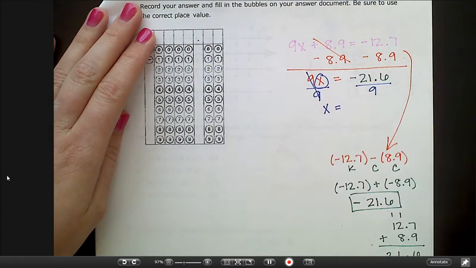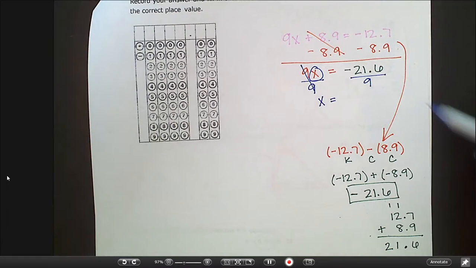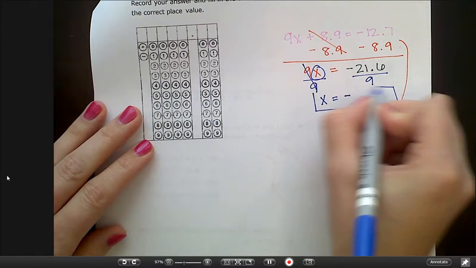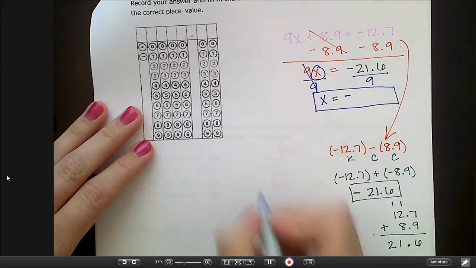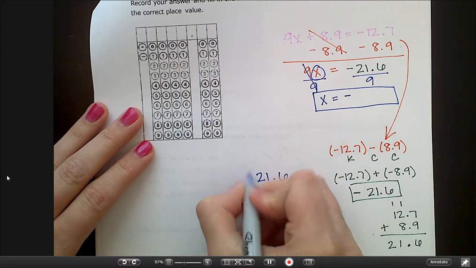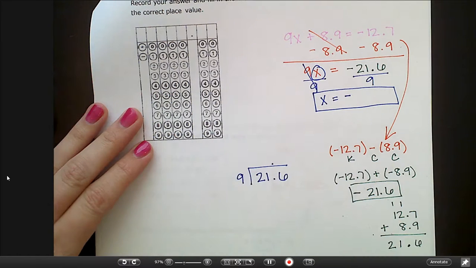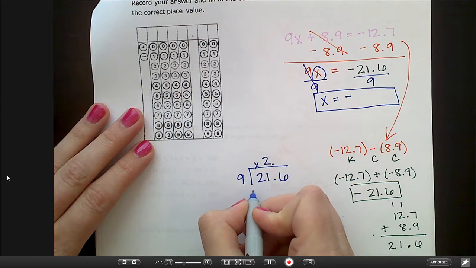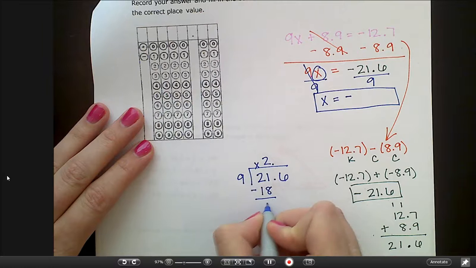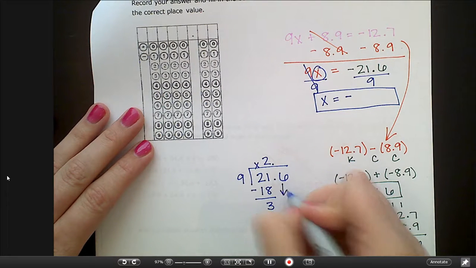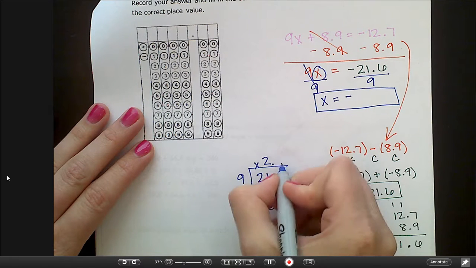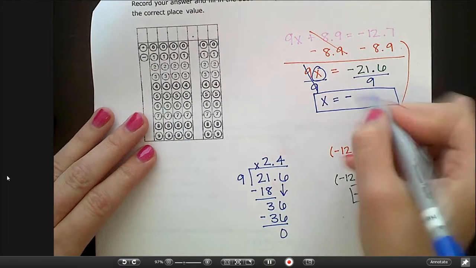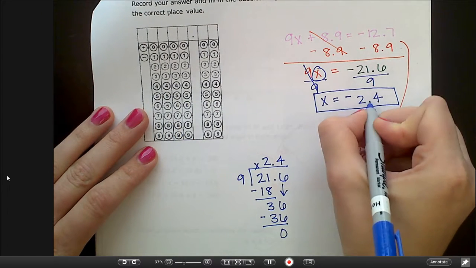X is all alone now. And now I'm dividing a negative by a positive. And I know if I'm dividing and the signs are different, my answer will be negative. So I can go ahead and put my negative sign there. And then let's just do 21.6 divided by 9. Bring that decimal up to your answer. 9 does not fit into 2, but it goes twice into 21. So 2 times 9 is 18. I have 3 left over. Bring down your 6. And I know that 4 times 9 is 36. So my answer is negative 2.4.